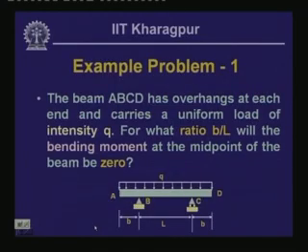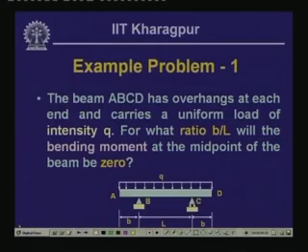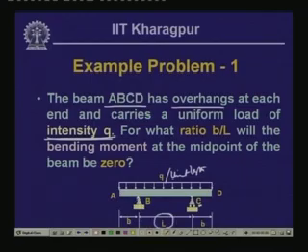Well, before we go into the evaluation of those quantities, let us look into the previous examples which I had given to you last time. Now, here the first example which we had given to you was the beam ABCD has overhangs at each end and carries a uniform load of intensity Q. So, this intensity Q means it is Q per unit length, and this is uniformly distributed over the entire length. The distance between the supports B and C, B is a hinge support and C is a roller support, and the distance between B and C is L. From B we have an overhang of b, from C also we have overhang of b, and this is subjected to uniformly distributed load Q.